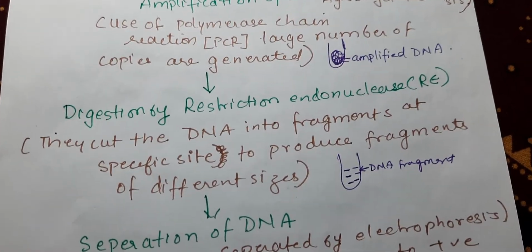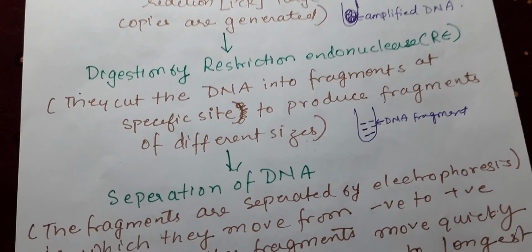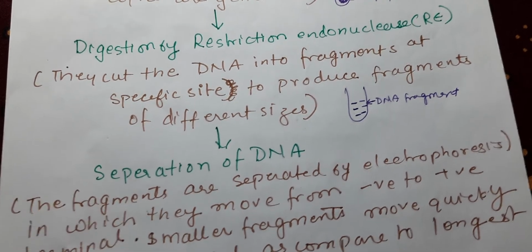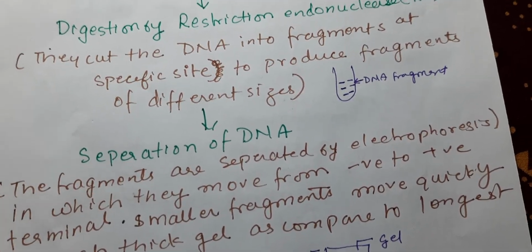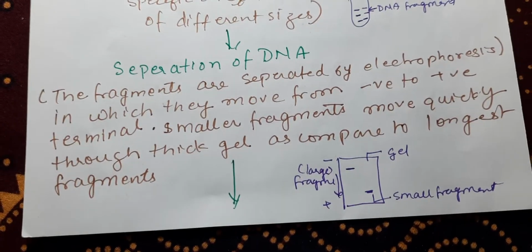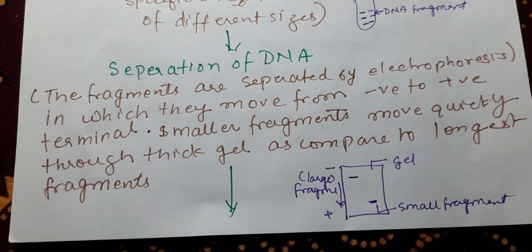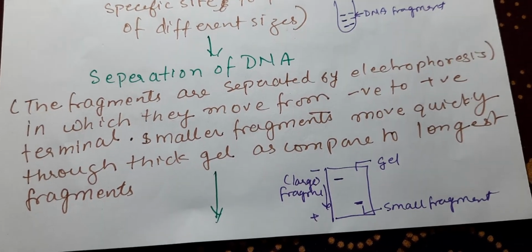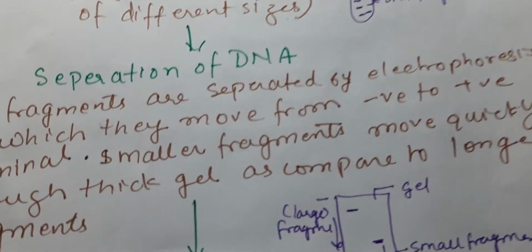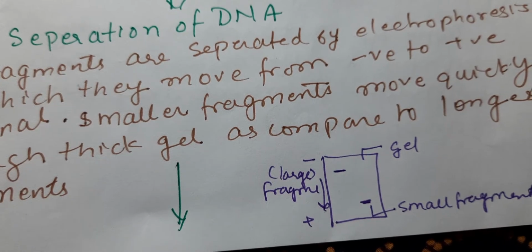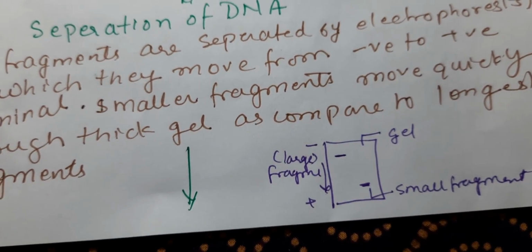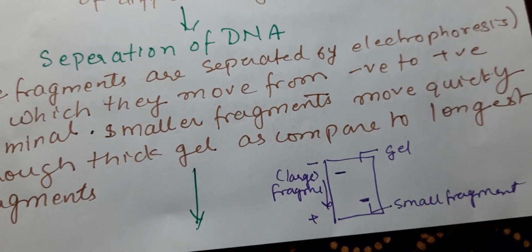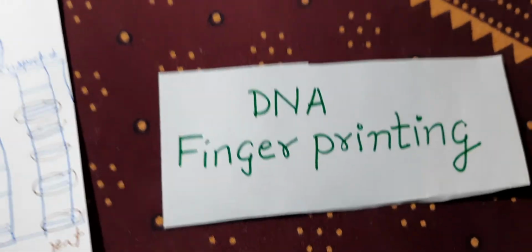Now this DNA is digested by restriction endonuclease, which cuts the DNA at specific sites and produces fragments. These fragments are run on an agarose gel for electrophoresis. Depending on the molecular weight and the porosity of the gel, they are separated. The larger fragments will be toward the negative electrode, and the smaller ones will be toward the positive electrode, as the DNA runs from the negative to the positive terminal during electrophoresis.